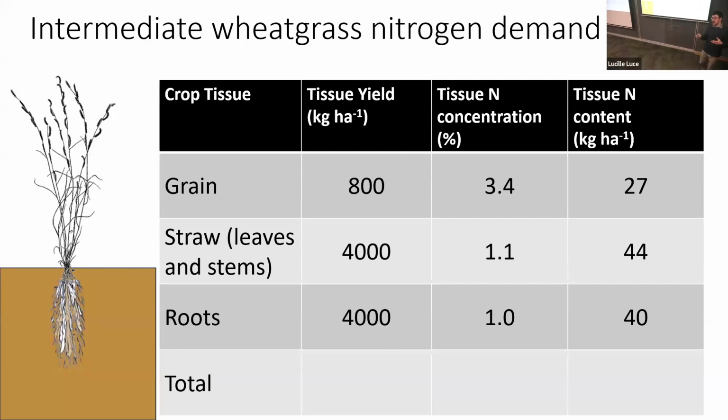Roots, we see a lot of variability in root biomass. We've had measurements up to 9 metric tons per hectare down to a meter deep. So I'd just say on average here, another 4 metric tons, and then another 40 kilograms of N per hectare. So all in all, we're looking at a nitrogen need of about 100 kilograms of nitrogen per hectare for this crop.